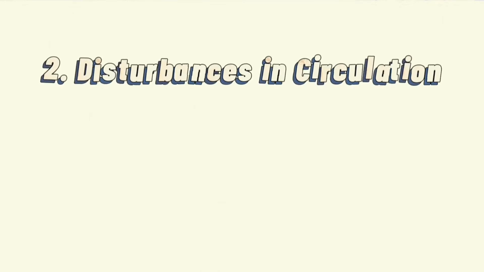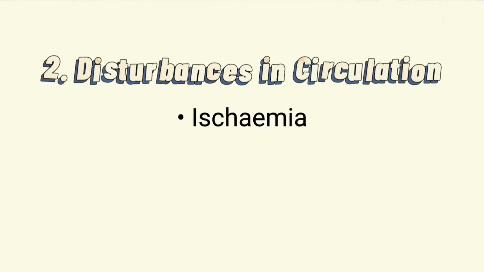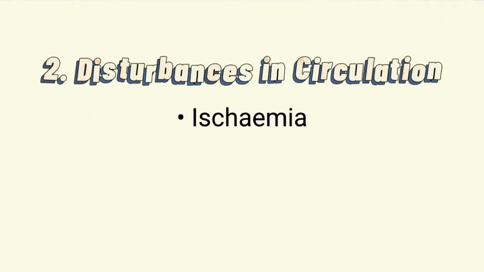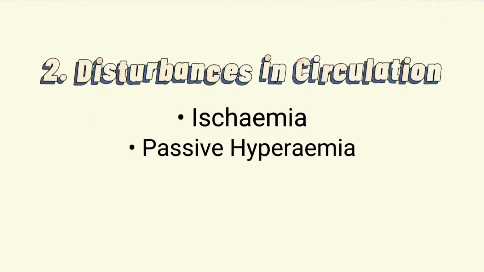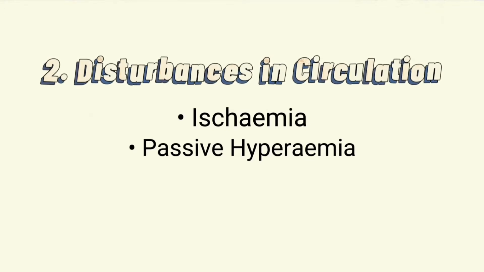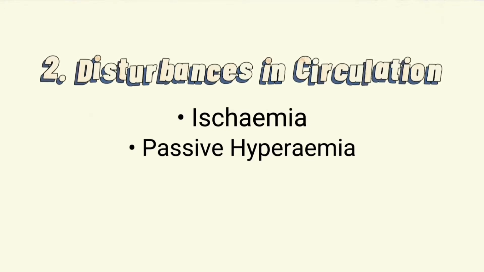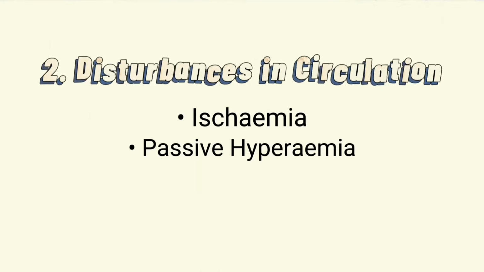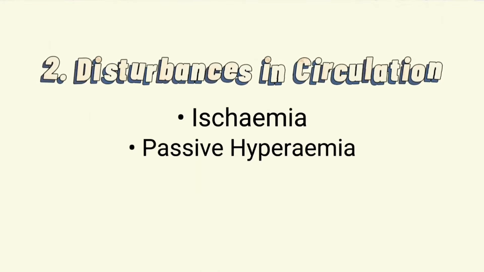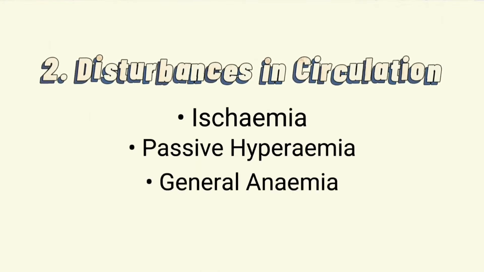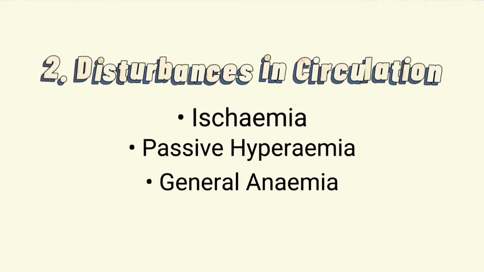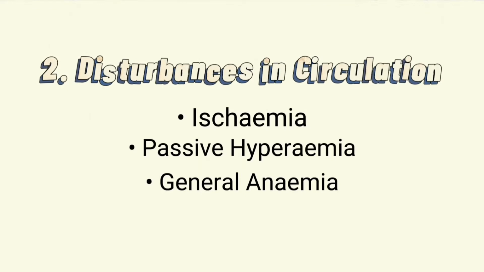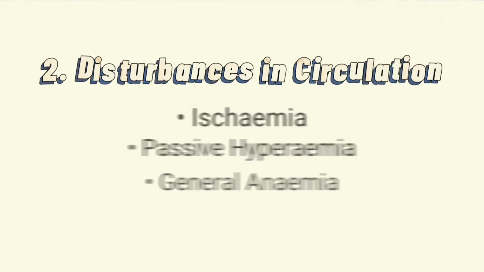Disturbances in circulation. Ischemia, or loss of blood supply, results in necrosis and infarction. Passive hyperemia causes necrosis when it persists. It is commonly observed in torsion, volvulus, and strangulation of the intestine. General anemia may result in necrosis of the brain and liver if the amount of oxygen and nutrients is not sufficient to maintain cellular metabolism.